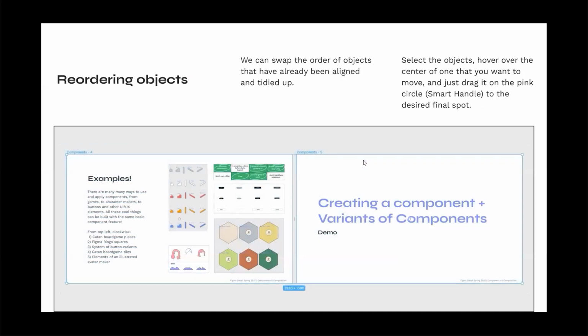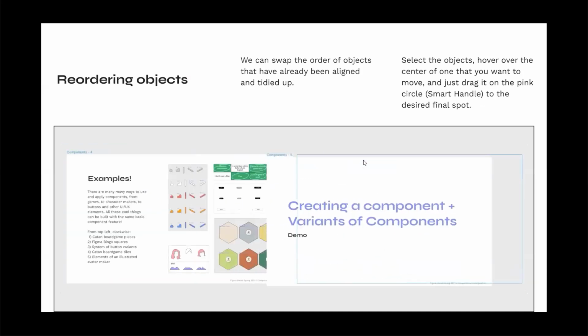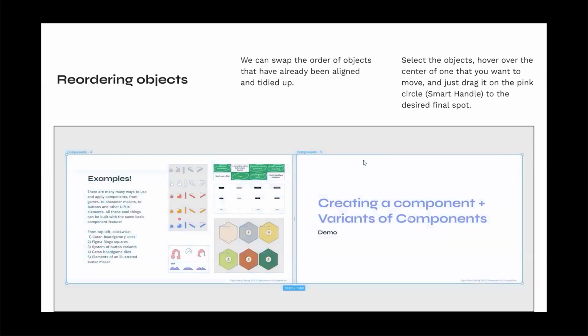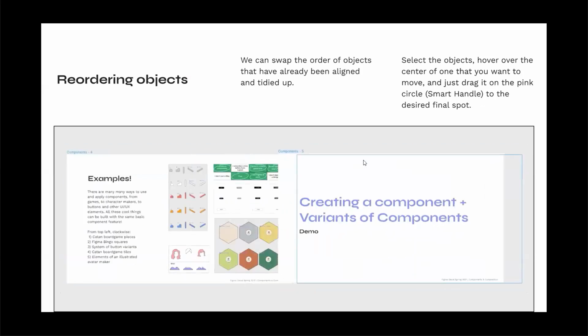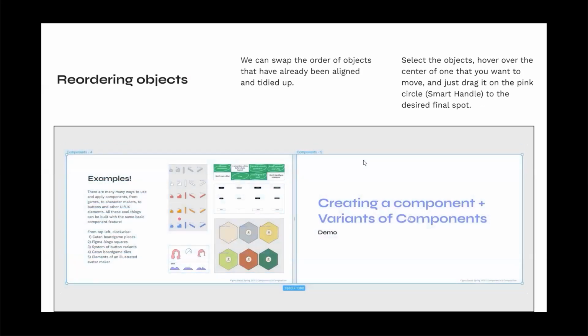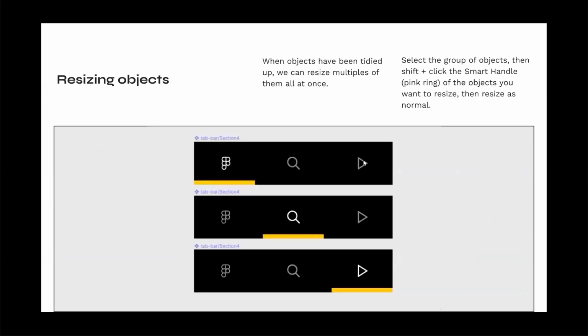So, reordering objects. We can swap the order of objects that have already been aligned and tidied up. By selecting the objects, you're going to hover over the center of one that you want to move, and you're going to see this little hollow pink circle. It's called the smart handle, and then you're going to click and drag and move it to the desired final spot, and then you'll keep the orientation and everything the same, which just quickly swaps it neatly.